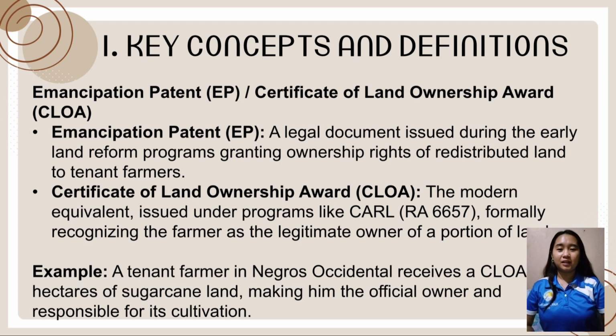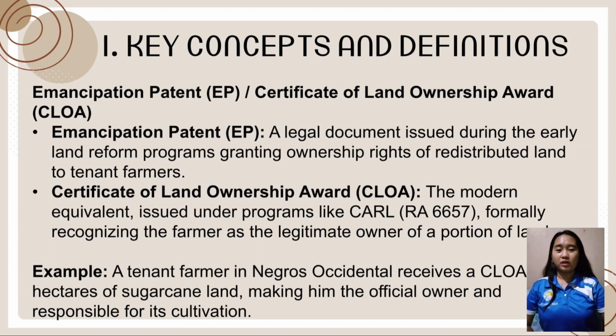So these are legal documents proving land ownership by farmers. The Emancipation Patent was issued during the Marcos administration under Presidential Decree 27. It applied mainly to rice lands and corn lands, and it officially freed tenant farmers from paying rent.